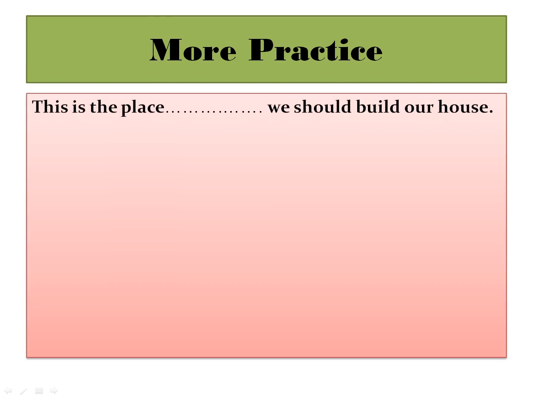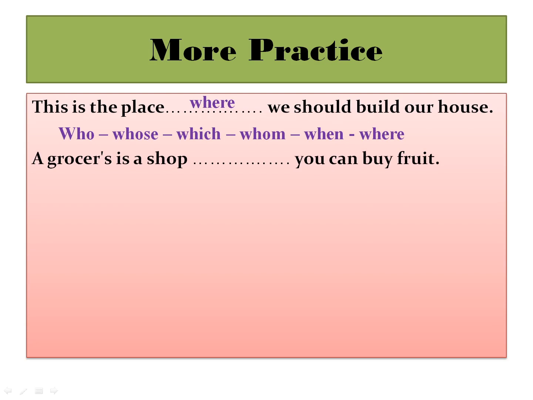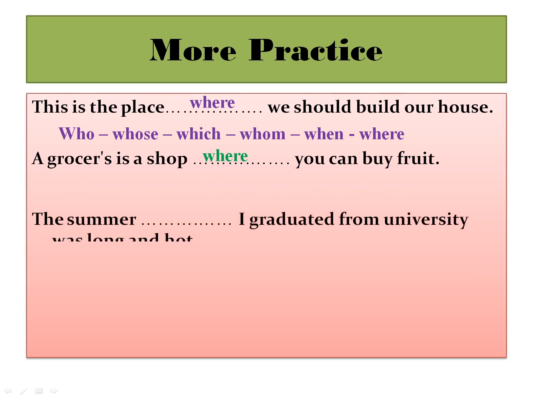More practice. This is the place we should build our house. So what do you think? Which one is correct? Take your time. Excellent job. It's where because it refers to place. Very good. Next one. A grocer's is a shop, and again pick one. Very good. So the correct one is again where. Very good. Next one.